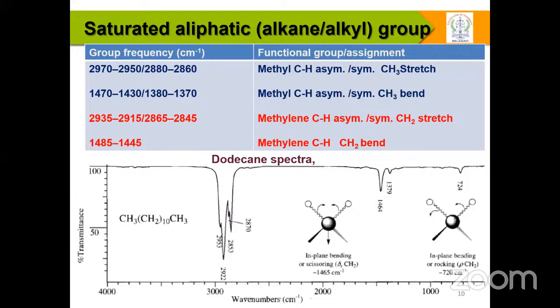If you take a simple example such as dodecane, it clearly indicates that there are three types of peaks we are going to observe, at 2993 to 2817, and these peaks are the symmetric stretch and asymmetric stretch. Another important peak is somewhere around 1461, which is the in-plane bending, and there is also the rocking.